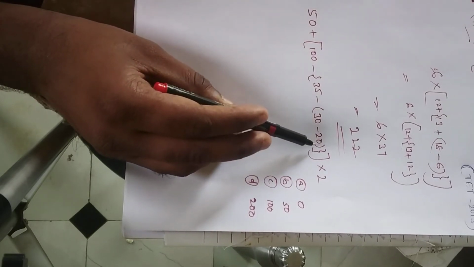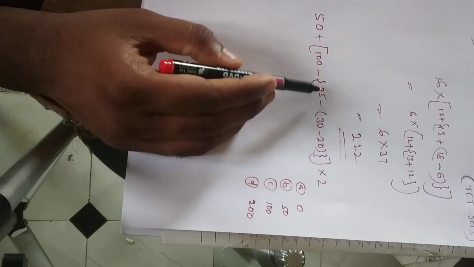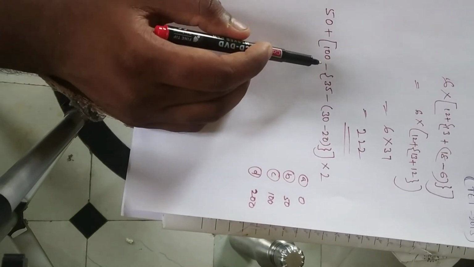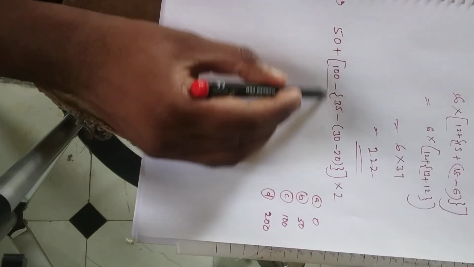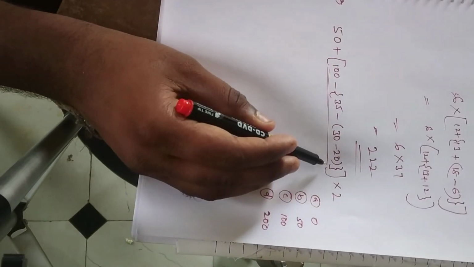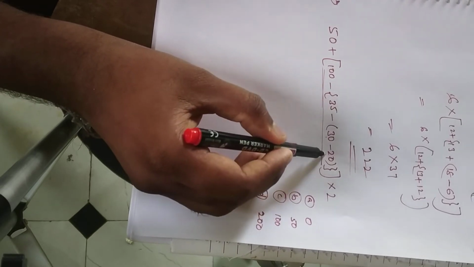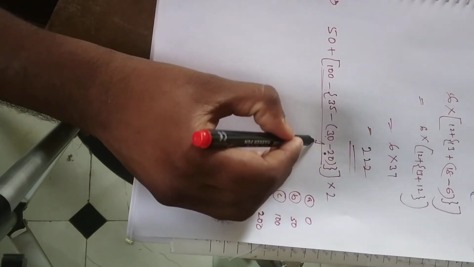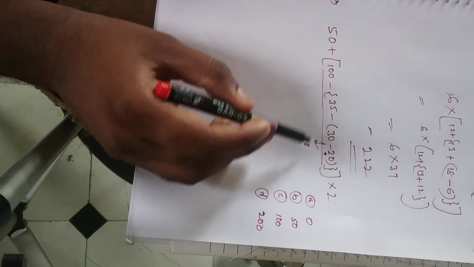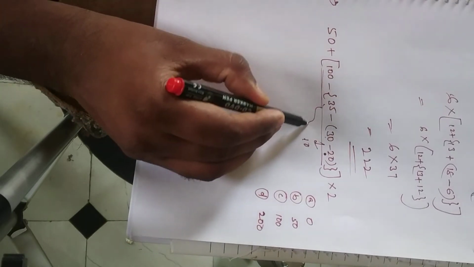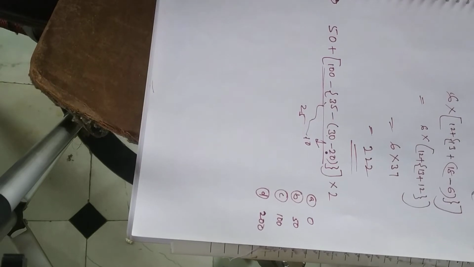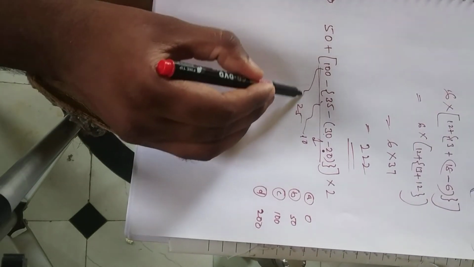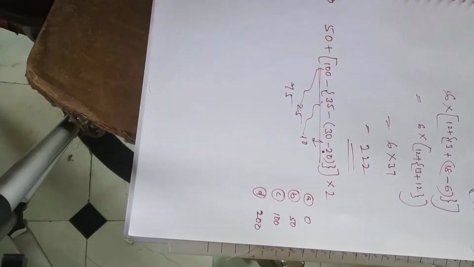Our next question is 50 plus open bracket 100 minus open bracket 35 minus 30 minus 20 bracket close into 2. So we have to solve. First of all, according to BODMAS, we have to calculate the value under brackets. Starting here, 30 minus 20 is 10. 35 minus 10 is 25. Now 100 minus 25 is 75.